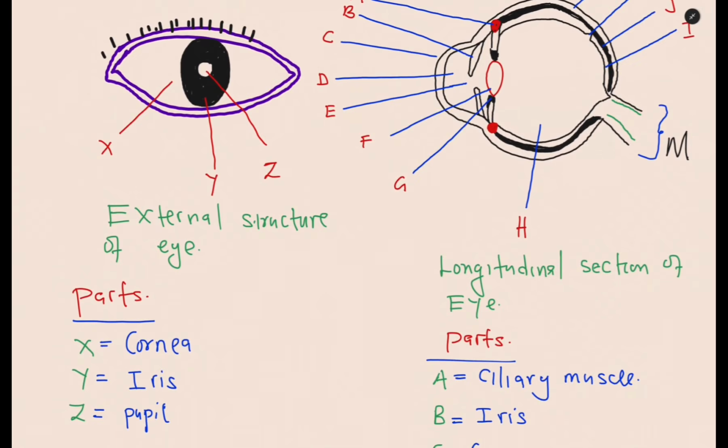Let us look at the parts of the external structure of an eye. X is called the cornea. So this X part that you are seeing where it is pointing, this whole part here is called the cornea. Then we have the Y part, which is called the iris, and the Z part, which is the middle part there, which is called the pupil.